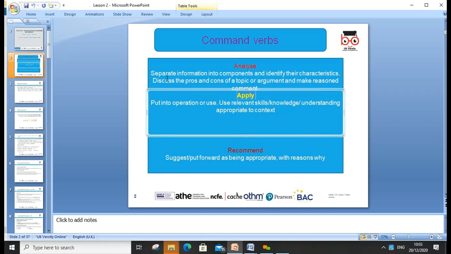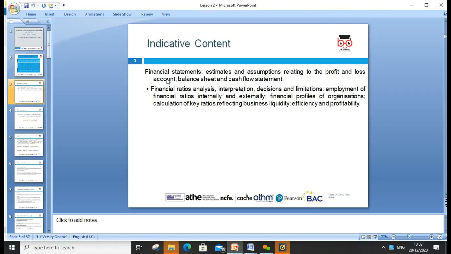Apply, so you have to put your knowledge and your skill into operation. Like, you have financial ratios, your performance measurement knowledge will be applied, and then you recommend whether you, as an investor, invest in this company or not, or whether anybody wants to look around the performance. So today's lesson's indicative content, what we are supposed to learn, is financial statements.